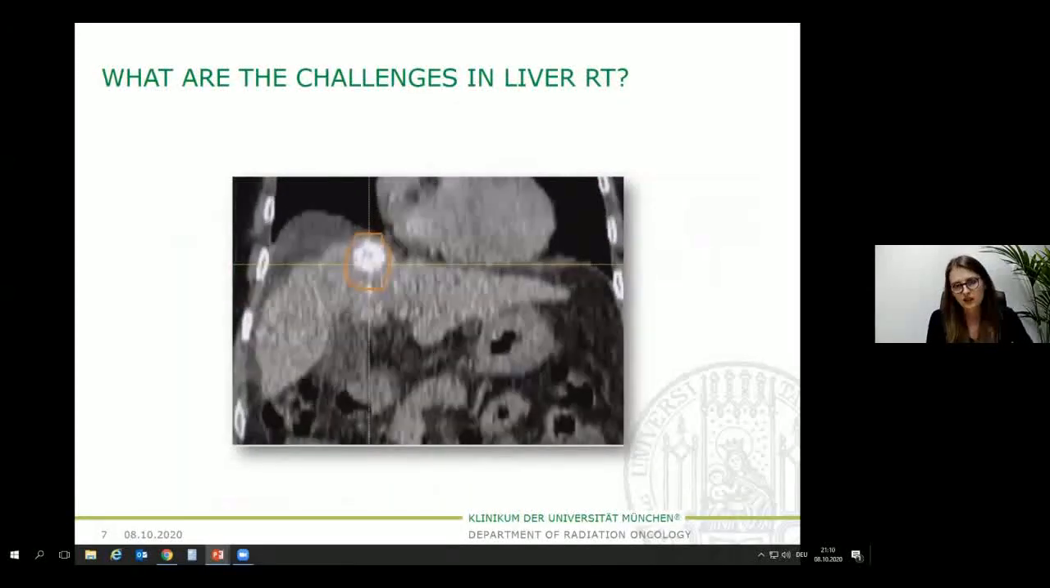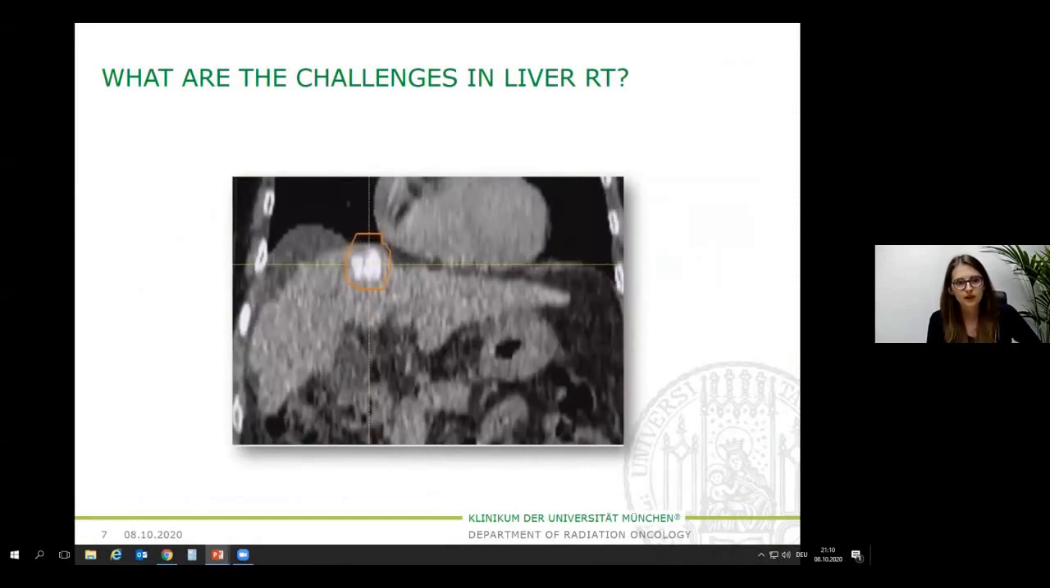What are the challenges if you treat liver? Well, basically the most important challenge is that the liver is a moving organ, which means that your patient is breathing.